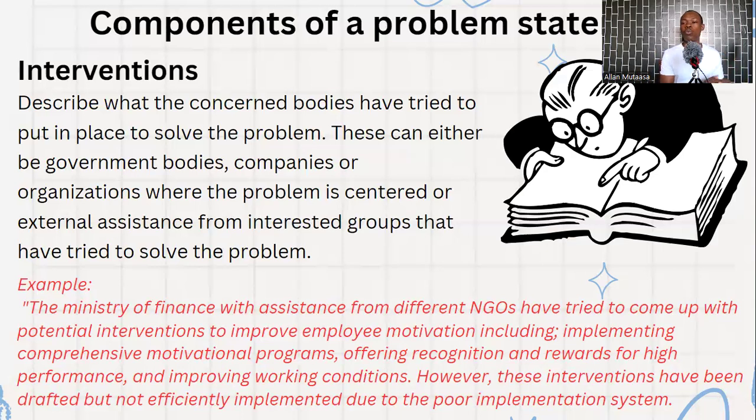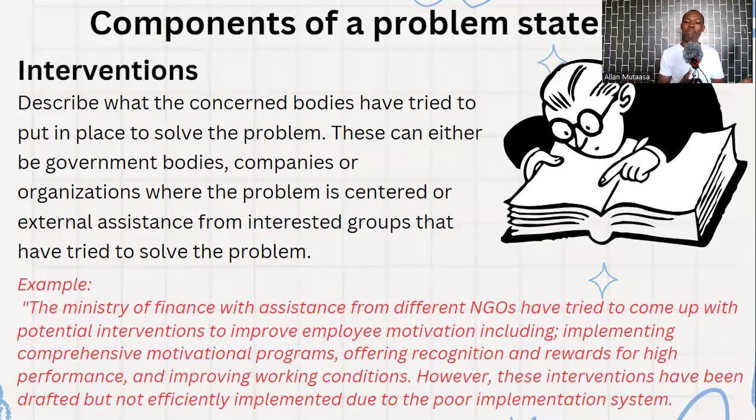Or we could talk about what the management of the public entity has done to see that they address the problem. Or we could talk about the employees themselves. What have they done to see that they motivate themselves, for instance? So we need to always talk about those different strategies that have been employed by the different people or the different bodies to help avert the problem.